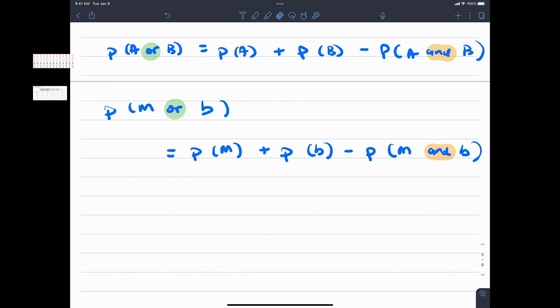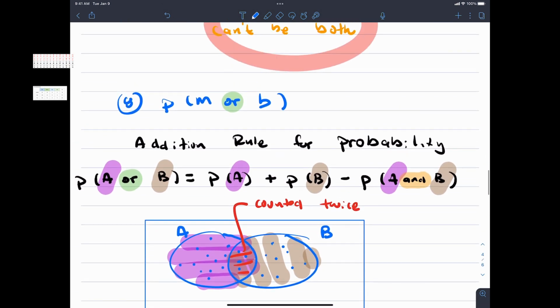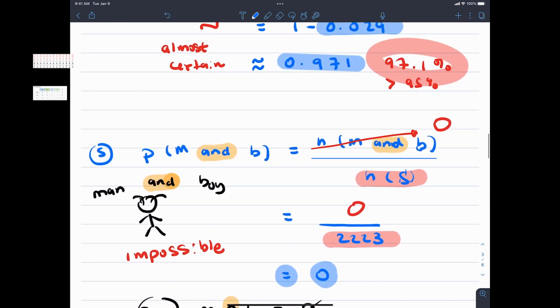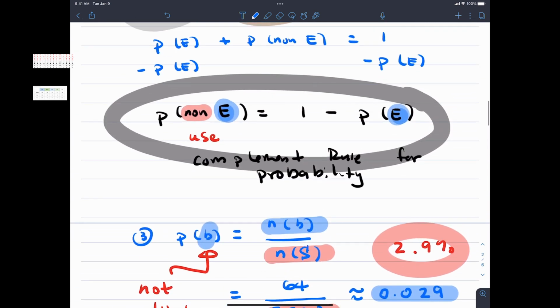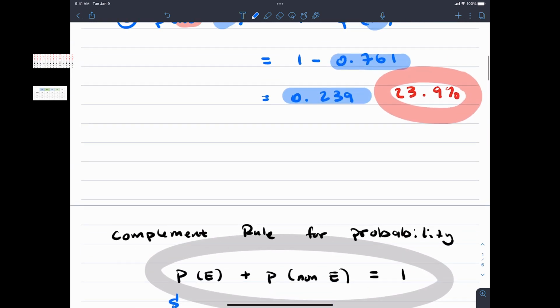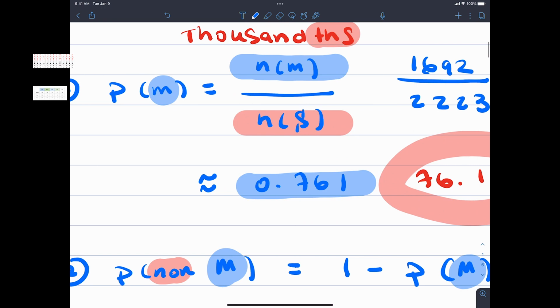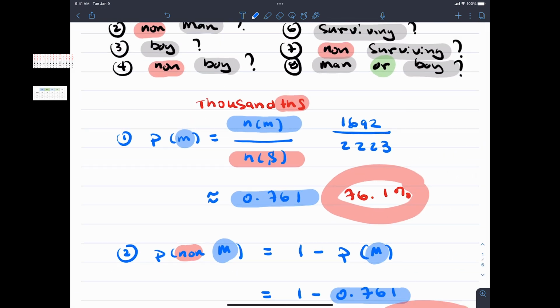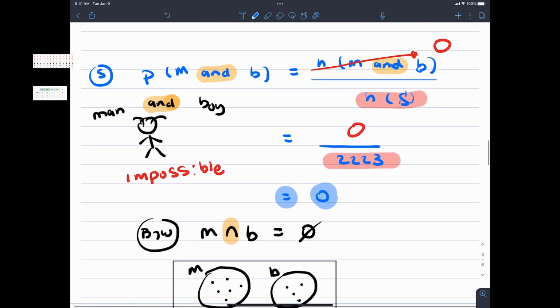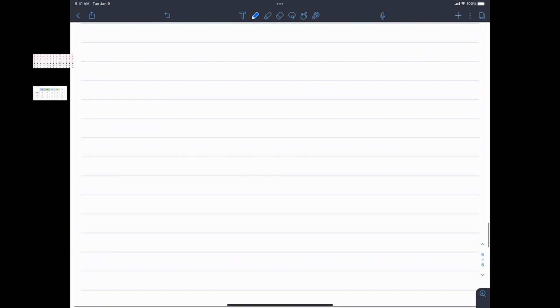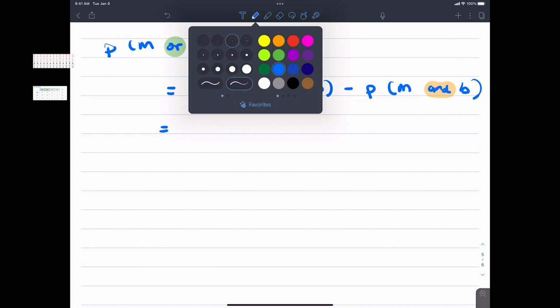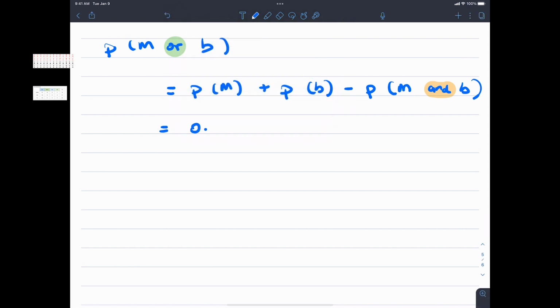You guys want to know something? You already found the probability of selecting a man. Let's see, what is it? It's over here. What is that number? Yeah, is it the first question? Look at that. 0.761. Okay, first question. Right in here. 0.761. This is what we just found.